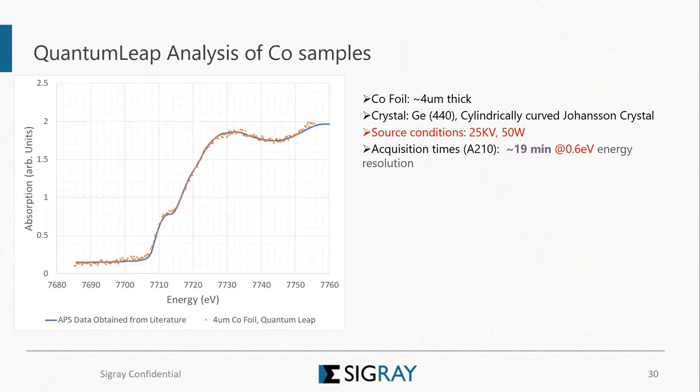The next one is the quantum leap analysis near edge. There are two lines: the dotted line is from our system, and the solid line is from synchrotron. The acquisition time for our production system scale is about 19 minutes, and at about 0.6 eV resolution.